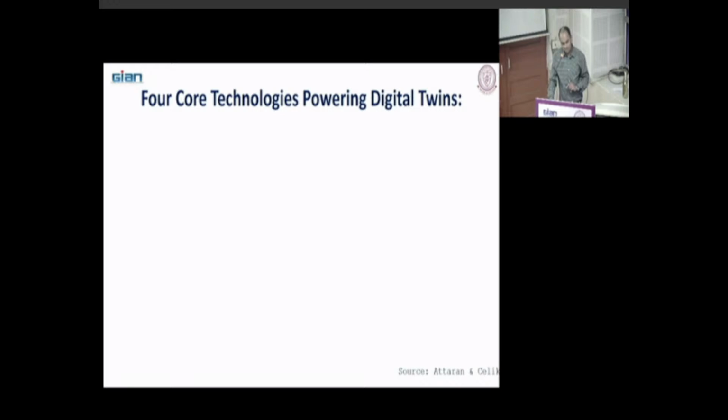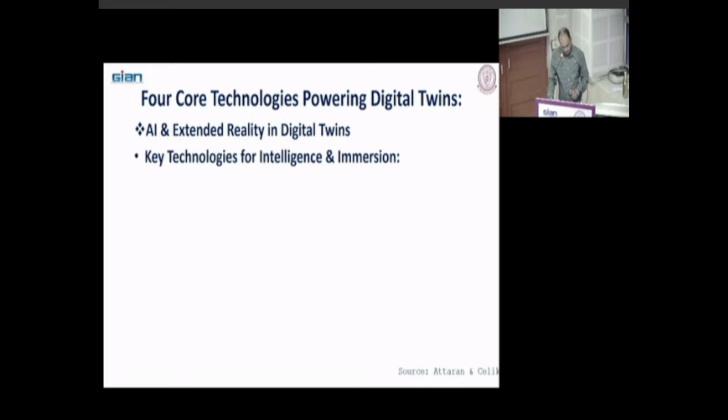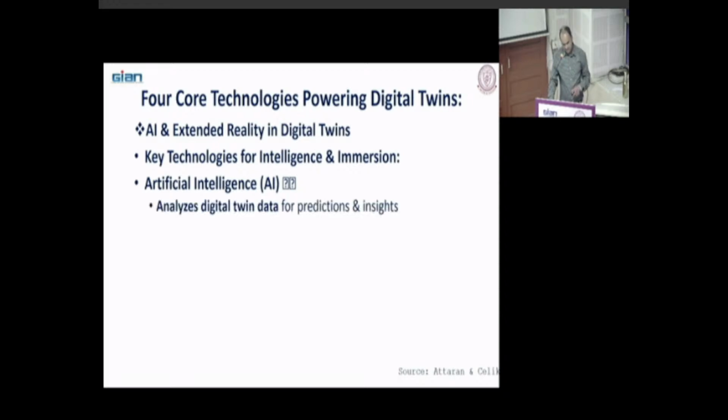What is the third one? AI and extended reality in digital twins. Why do you need the AI now? You got the data, you stored it, you analyzed it. Now what? To automate the processes. Key technologies for intelligence and immersion. You can see artificial intelligence, it analyzes digital twin data for prediction and insights.